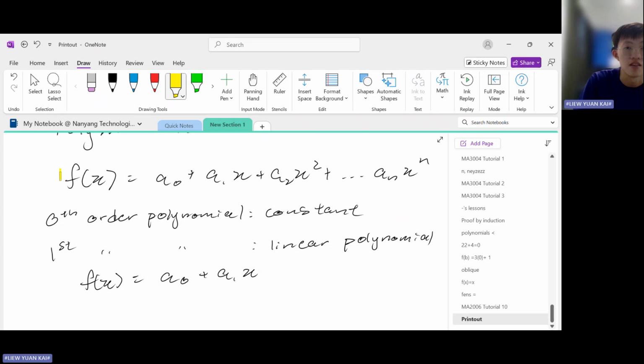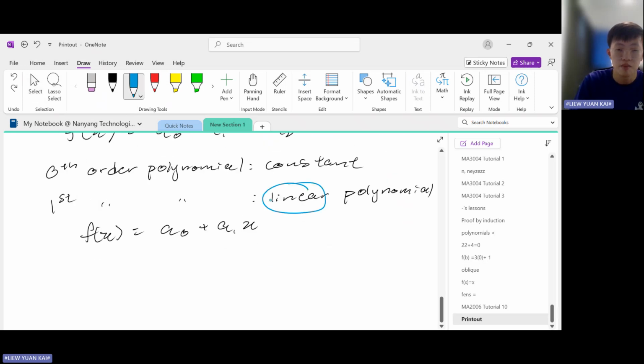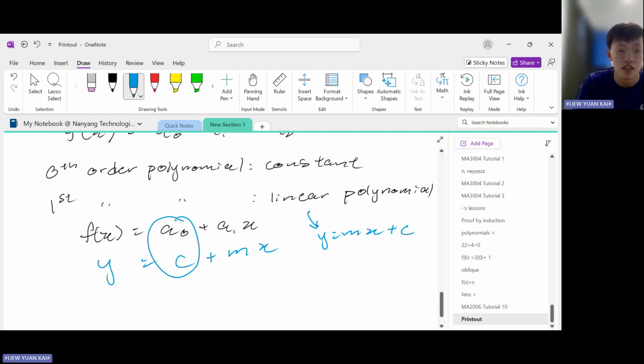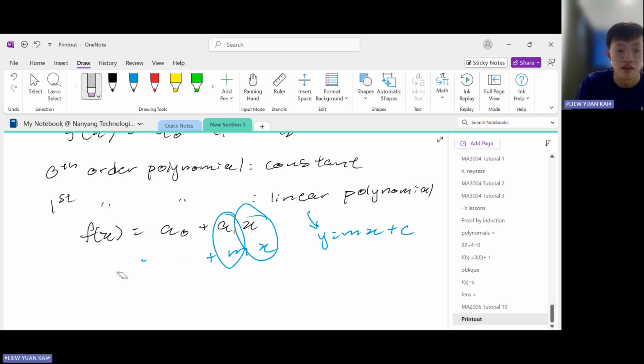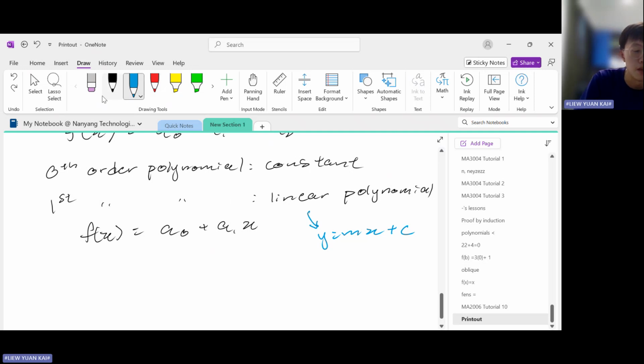I'm talking about only up to here, the first order polynomial. Why is it first order? Because it's the highest power of 1. So why is it called linear? You remember straight lines. Straight lines take on the form of y equals mx plus c. So this is c, this is m, and that's x. So that's why you call this a linear polynomial. If it's highest power 1, then it is a linear polynomial. So this maps out a straight line.